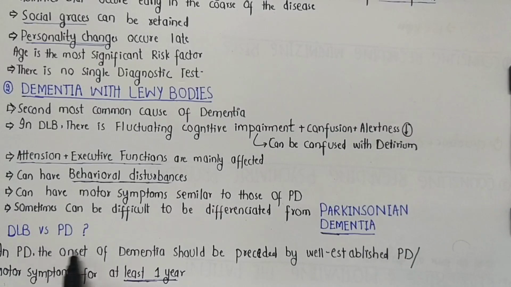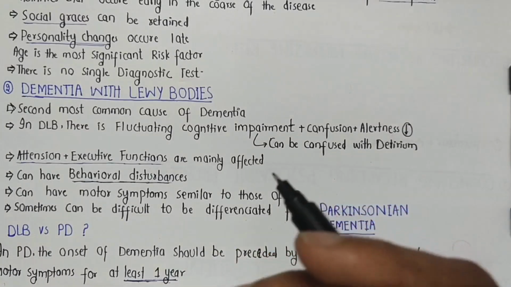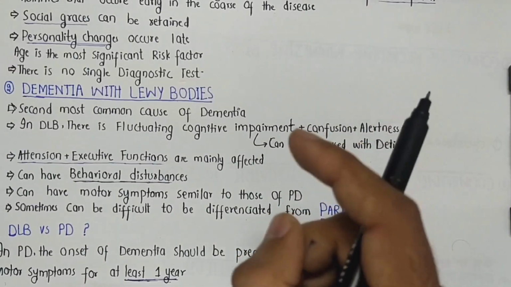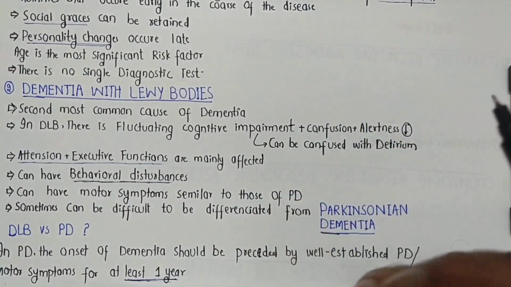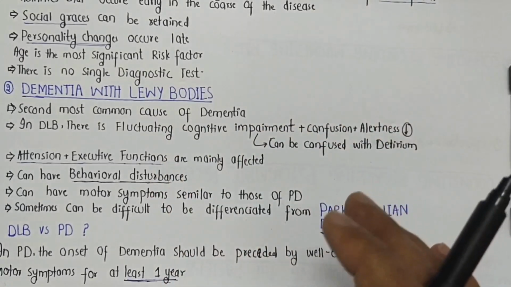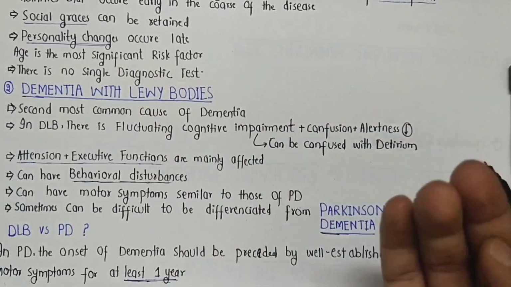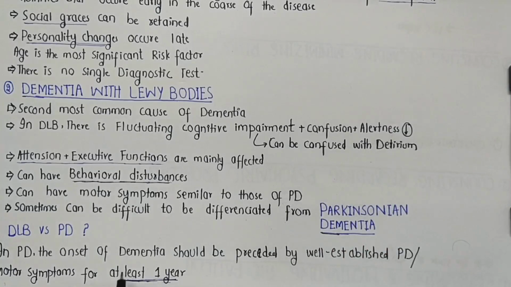In Parkinsonian dementia, the onset of dementia should be preceded by well-established Parkinson disease, or the motor symptoms of Parkinson disease, for at least 1 year. What does this mean? If a patient has Parkinson disease for 1 year, 2 years, 3 years, at least there should be 1 year. So if a patient has Parkinson disease for 1 year or 2 years and then develops dementia, cognitive impairment, this dementia will be considered Parkinsonian dementia. There should be a 1 year difference between the onset of Parkinson disease and the onset of dementia.